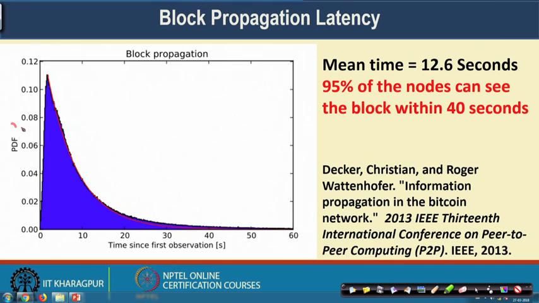And you can see that most of the time you can see the blocks within some 20-second duration. The mean time for this block observation comes to be 12.6 seconds. That means on average within 12.6 seconds every node in the Bitcoin network can get the most updated blockchain, and 95% of the nodes can see the block within 40 seconds. So, if you can wait up to 60 seconds or 1 minute, it is sure that within 1 minute you will be able to see the new block.